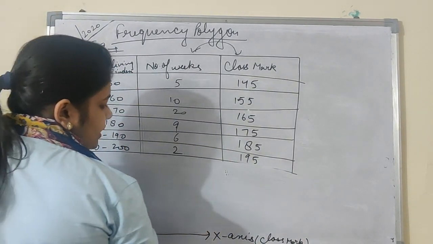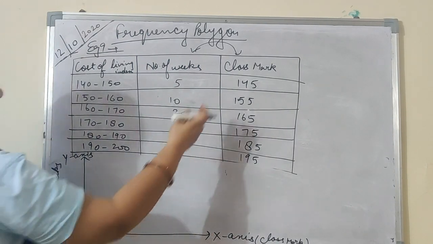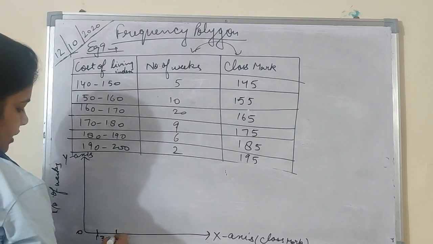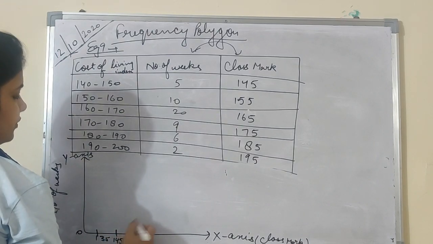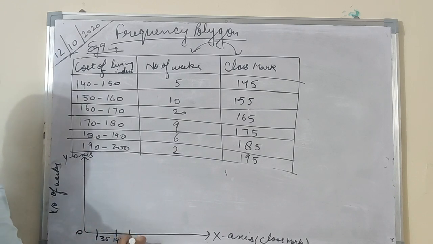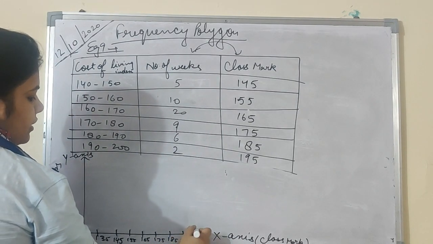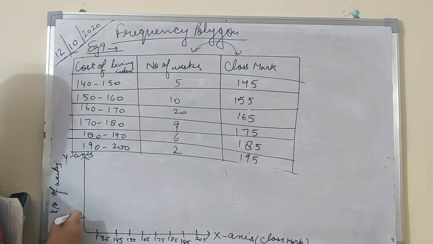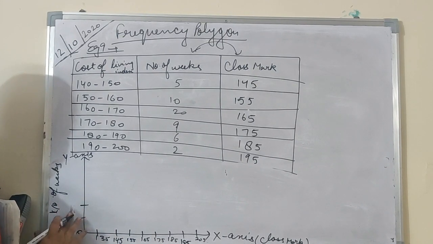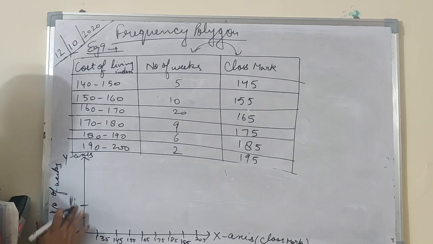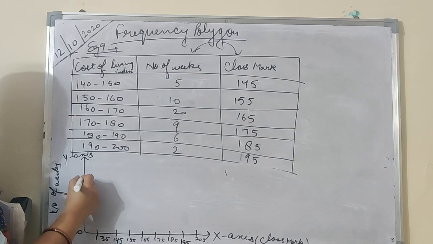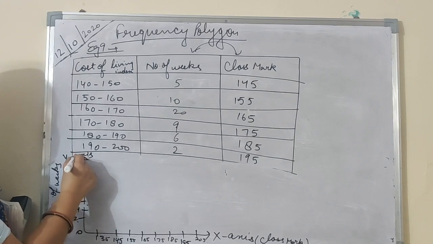Means in place of cost of living index, we will be writing here class mark. So class marks you are observing here. They are starting with 145 actually, but we will start it with 135, then 145. You can take one prior to this 145, then 155, then 165, then 175, 185, then 195, and then 205. Okay. Here you will observe that according to this frequency we will mark. That is, we are marking here 5, or you can mark according to the gap of 2: 2, 4, 6, 8, 10, 12, 14, 16, 18, and 20.